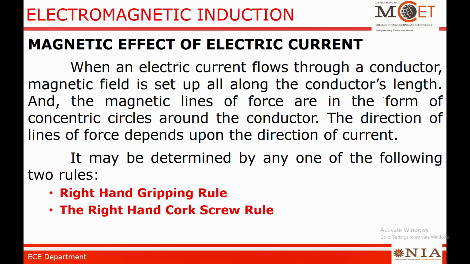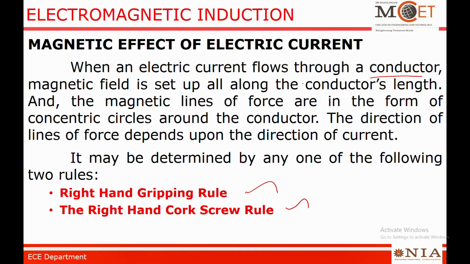First, we are going to see how to determine the magnetic effect of the electric current. There are two rules to determine this. The first one is the right hand gripping rule and the next is the right hand corkscrew rule. With these two rules we determine the magnetic effect of the electric current. Now let us consider a conductor. It has some electric current flowing through it.